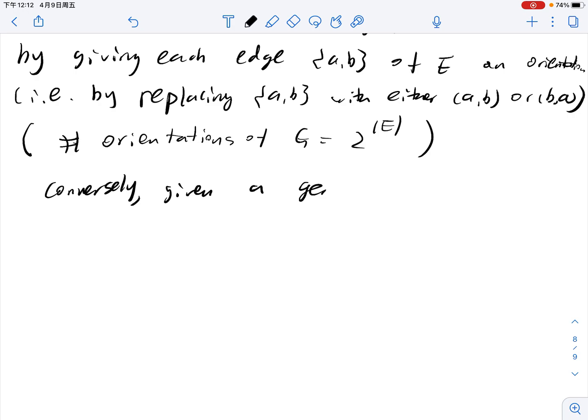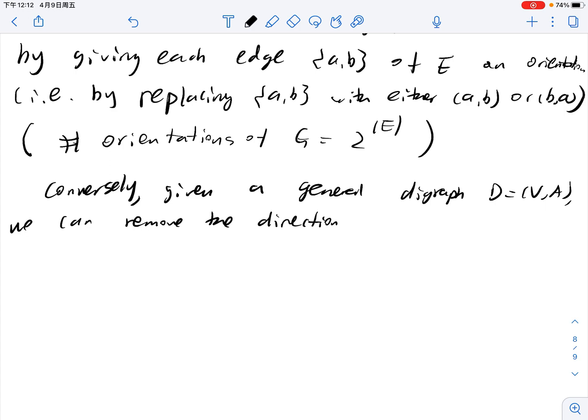And then conversely, given a general digraph, we can remove the direction of its arcs, thereby obtaining a general graph.